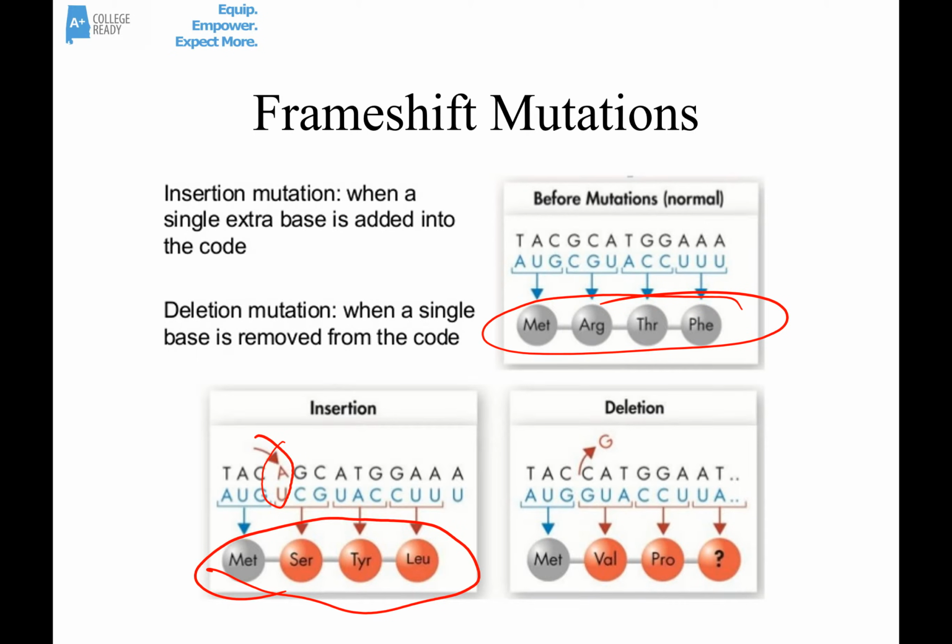Here we get the same kind of idea, except now, instead of an insertion, we get a deletion of a pair. Well, that scoots everything over, and now, again, we get a completely different set of amino acids at points past the mutation. The mutation happened after the methionine. So methionine is still correct, but everything else is different because of that change in the reading frame caused by this frameshift mutation.